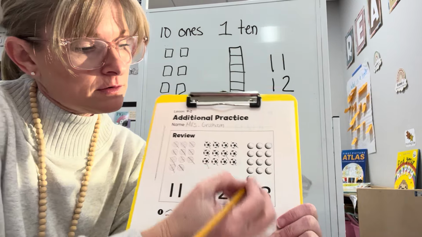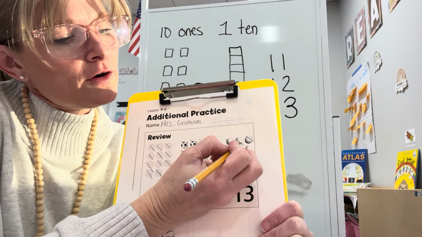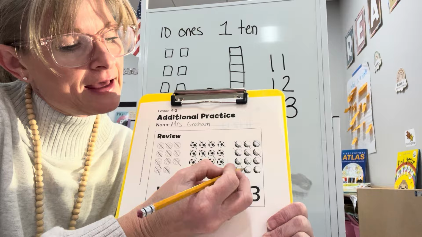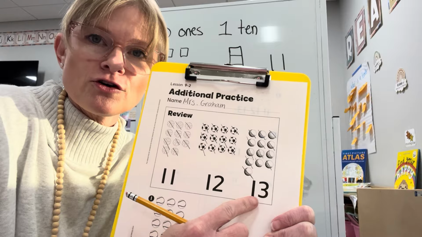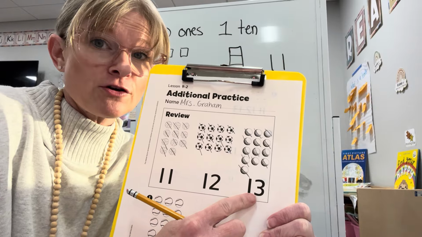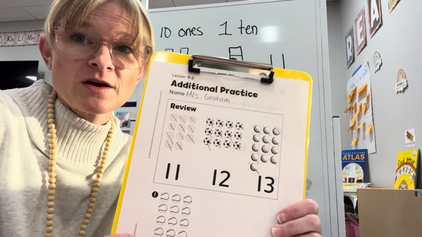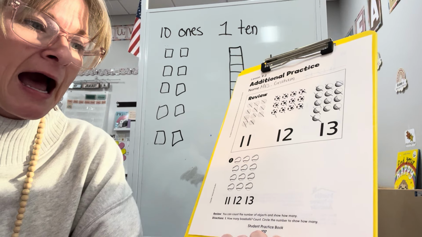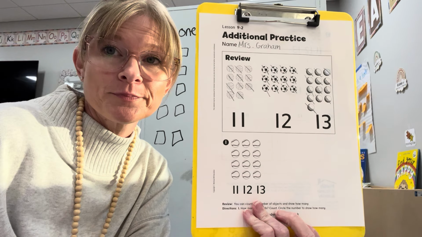Next, let's count the golf balls. 1, 2, 3, 4, 5, 6, 7, 8, 9, 10, 11, 12, 13. That third sounds like third or 3. So 1, 3 for 13. All right, let's go ahead and look at the baseballs. I want you to count and circle the number to show how many.